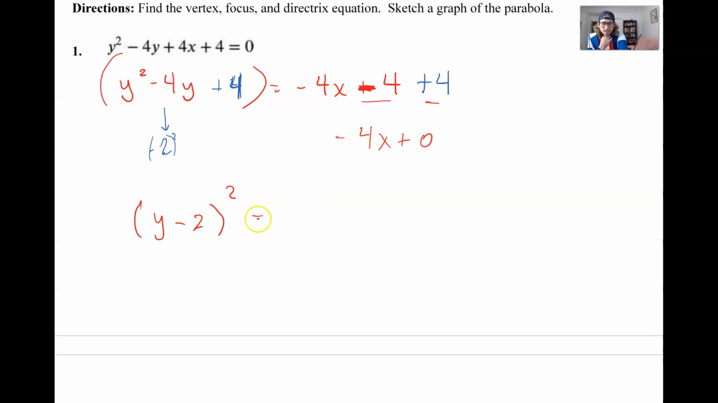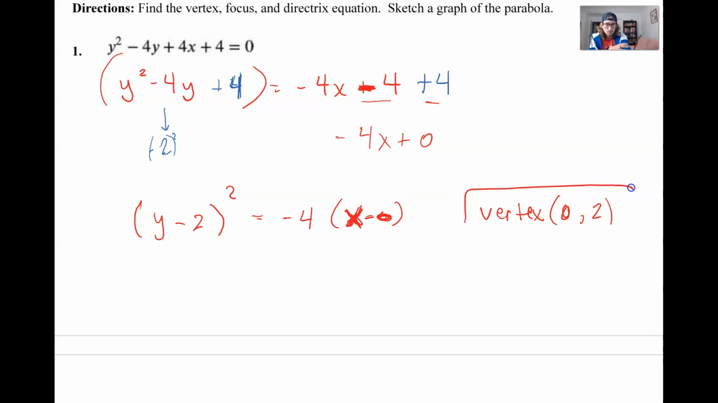We're going to rewrite this in a little bit of a weird way here, but I'm hoping you're cool with this. I can rewrite negative 4x as negative 4 times the quantity x minus 0. Now, why am I doing that? Because how are we going to find our vertex? We're going to look at those numbers that are next to the x and y. x minus 0 gives us the x-coordinate of our vertex, 0. And the y minus 2 gives us our y-coordinate. So the vertex is going to be at (0, 2).